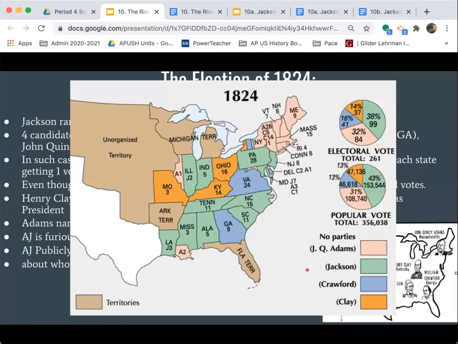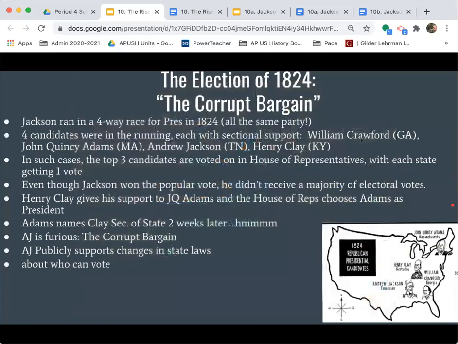Now what happens here, right, Jackson runs in this four-way race for president, even though all four are technically from the same party. They're all four Democratic-Republicans. Each candidate has sectional support from a different region, but because nobody won 50%, the top three candidates are voted on by the House of Representatives, with each state getting one vote. So we got Jackson, we got Quincy Adams, we got Crawford.